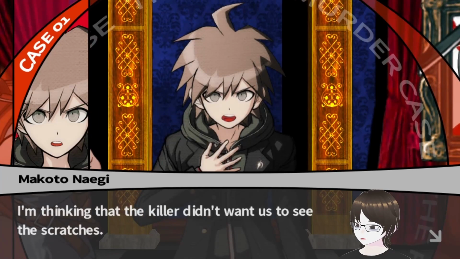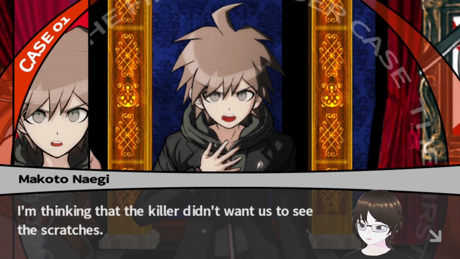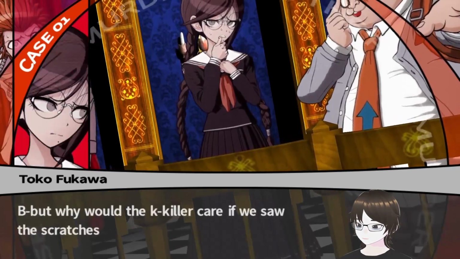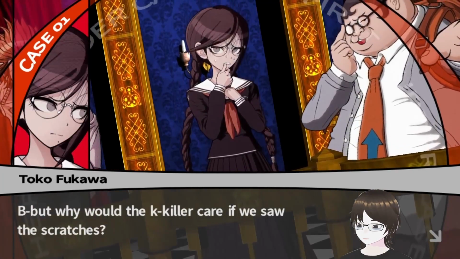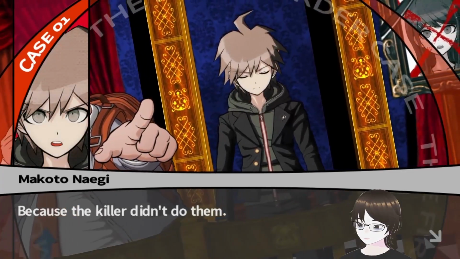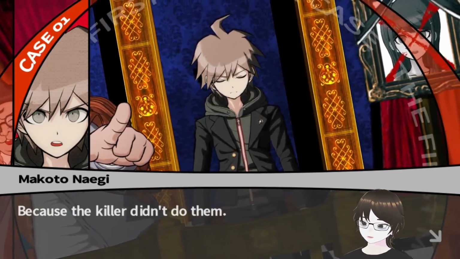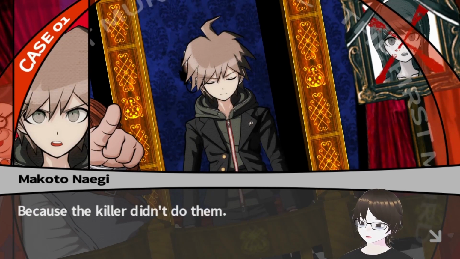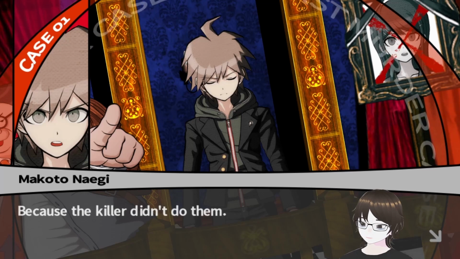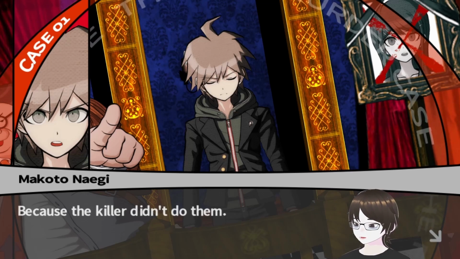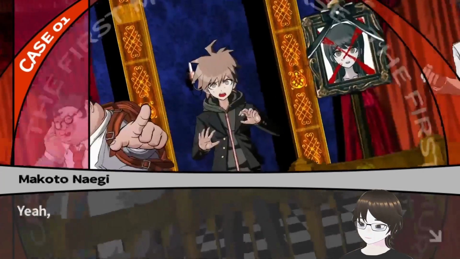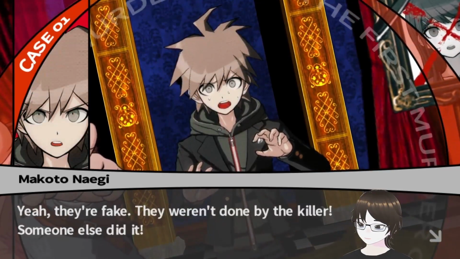So were all the scratches on the sheath made by the killer? Or were there some on the sheath that he was trying to cover up? Then why would the killer care? We saw the scratches. Yeah. Because the killer didn't do them. Yeah, I guess the killer definitely made some scratches, of course. Maybe even the majority, but I guess there might have been other scratches he was trying to cover up. If we're still under the assumption that it's a he, after all. What? You mean the scratches aren't real? Yeah, they're fake. They weren't done by the killer.